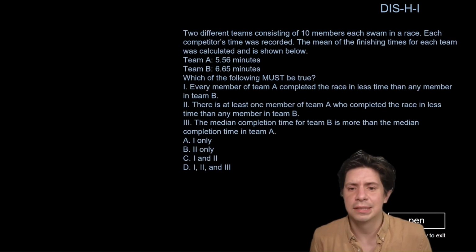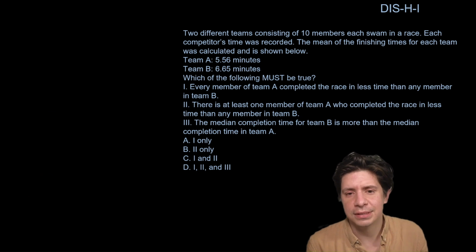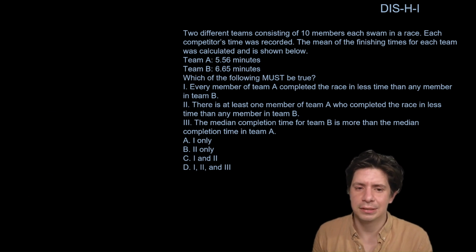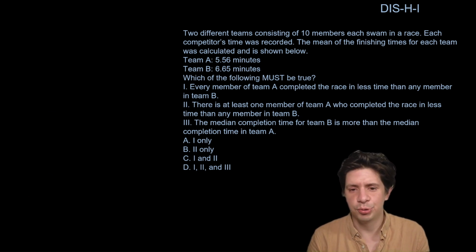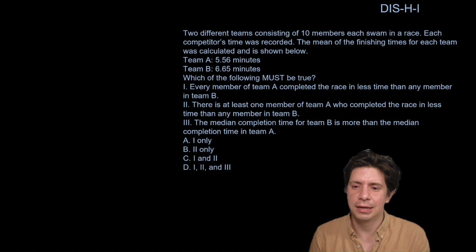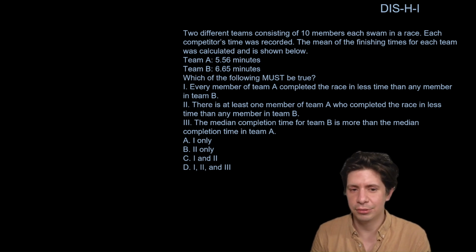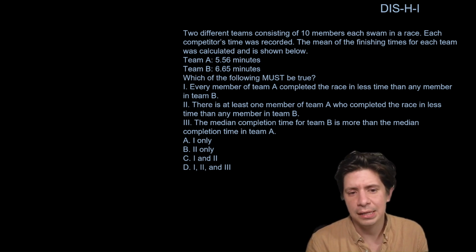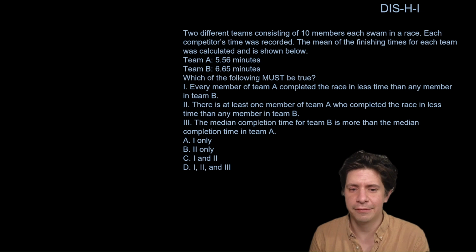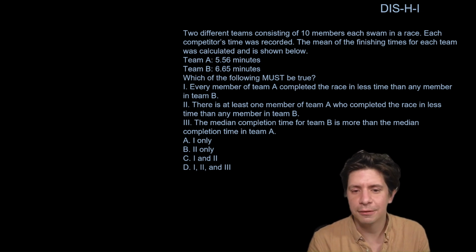All right, so we have this lovely question here. 2 different teams consisting of 10 members each swam in a race. Each competitor's time was recorded. The mean of the finishing times for each team was calculated and is shown below. Team A, 5.56 minutes. Lovely. Team B, 6.65 minutes. A beautiful number. Which of the following must be true?